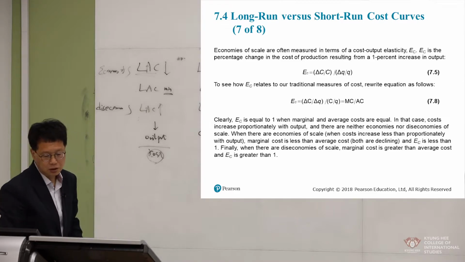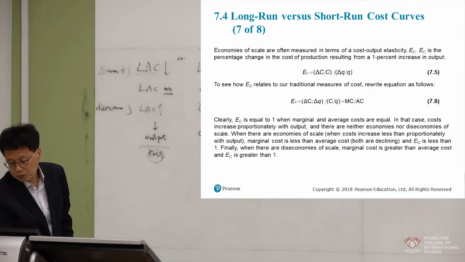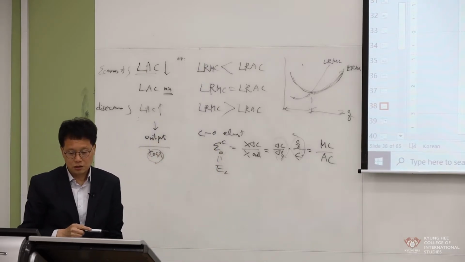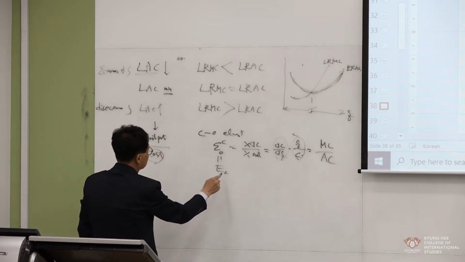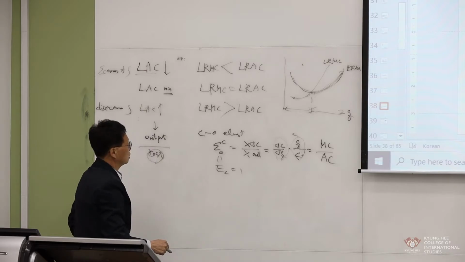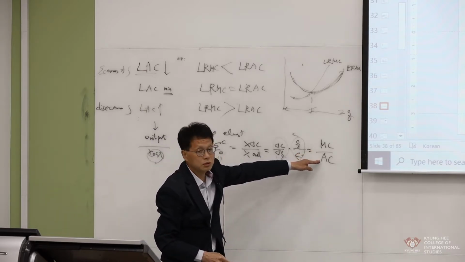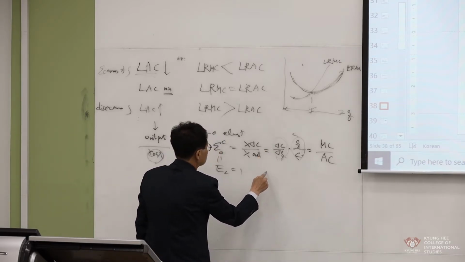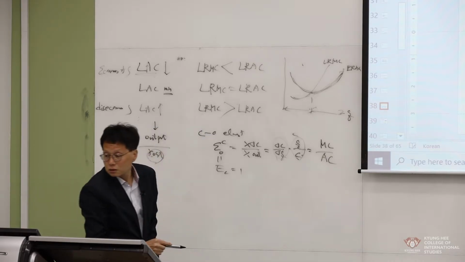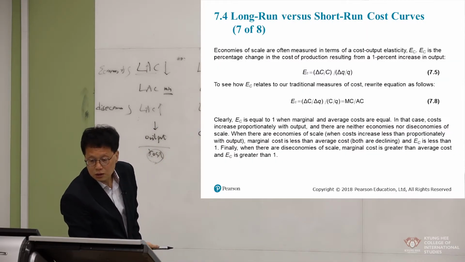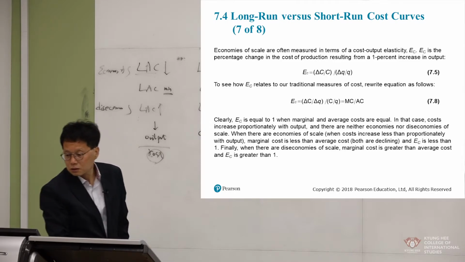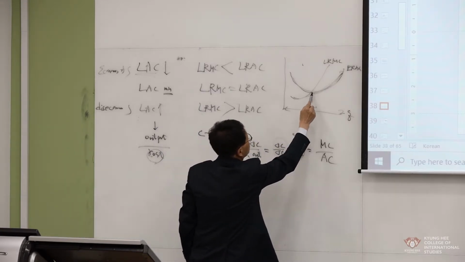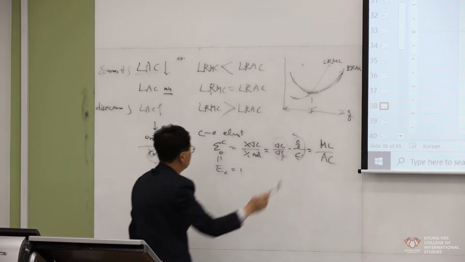Thus, in our textbook, this one is just called EC. Now think about the first case, EC is equal to 1. That means marginal cost equal to average cost. Marginal cost equal to average cost. The two things are the same.